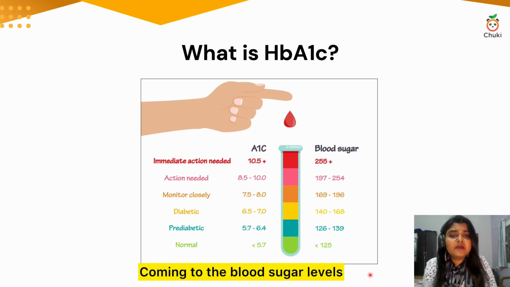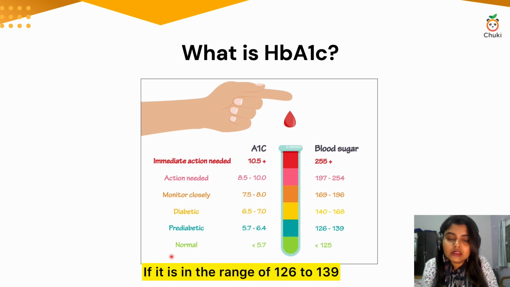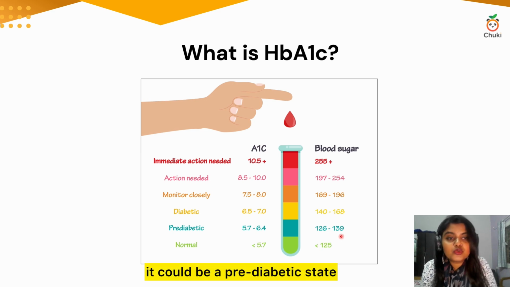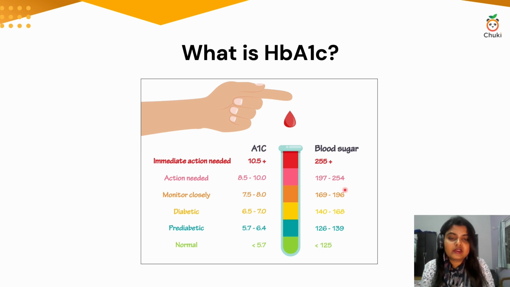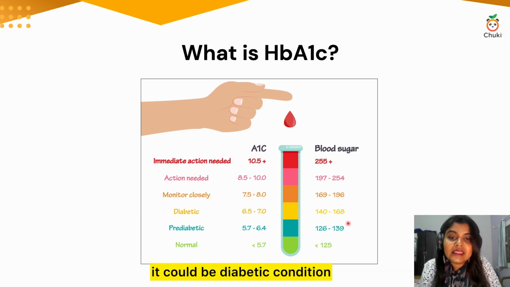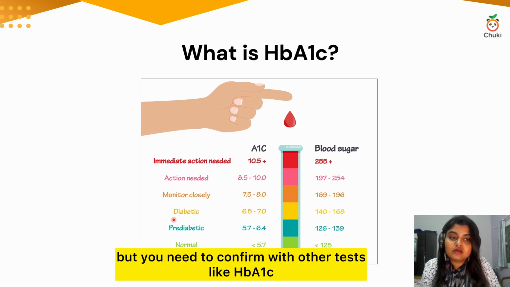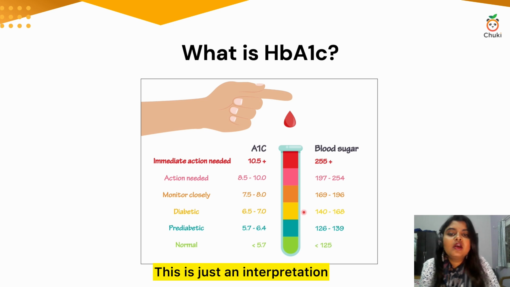Coming to the blood sugar levels, if it is less than 125, it's normal. If it is in the range of 126 to 139, it could be a pre-diabetic state. And these are random blood sugar tests, right? And if it is 140 to 168, it could be a diabetic condition, but you need to confirm with other tests like HbA1c and OGTT, etc. This is just an interpretation.